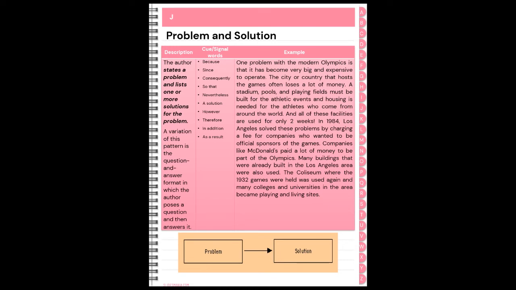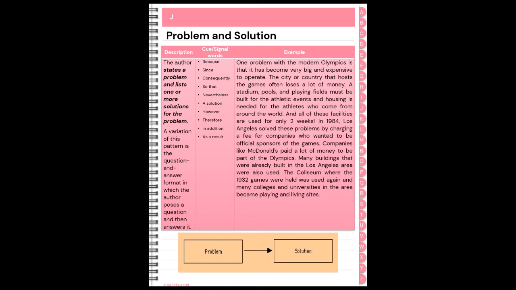One problem with the modern Olympics is that it has become very big and expensive to operate. The city or country that hosts the games often loses a lot of money. Stadium pools and playing fields must be built for the athletic events, and housing is needed for the athletes who come from around the world. And all of these facilities are used for only 2 weeks.